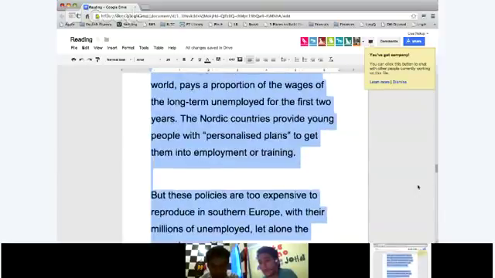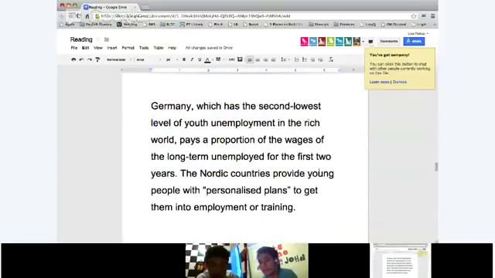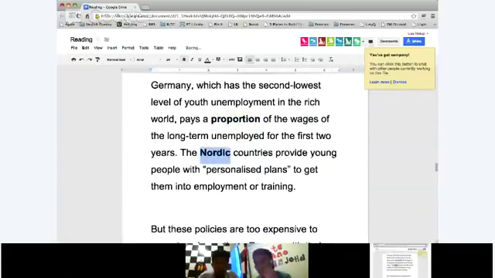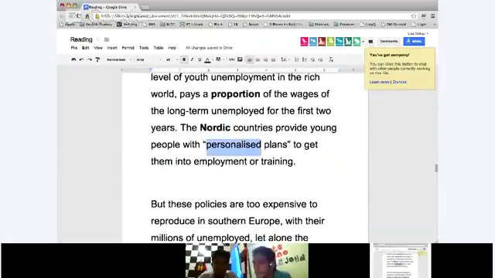So even though Germany has good employment, they have different ways of dealing with that, like paying part of the wages of the unemployed. And the Nordic countries, like Norway and Finland, actually help people. They do these personalized plans. That means maybe they sit down with you and help you figure out what you're going to do and what skills you're going to need so that you can get a job.